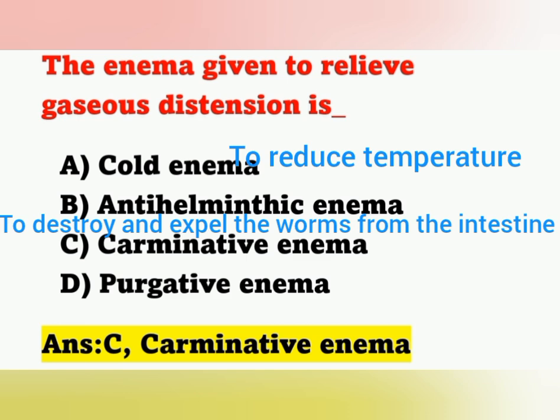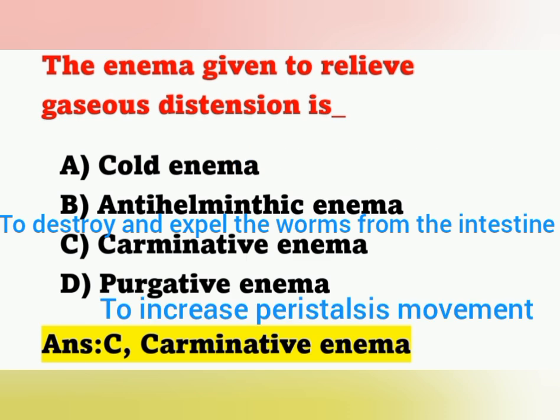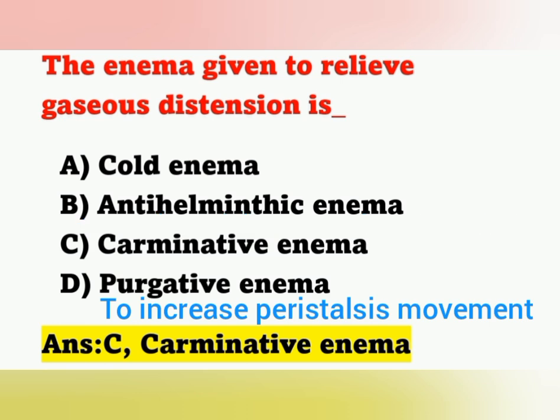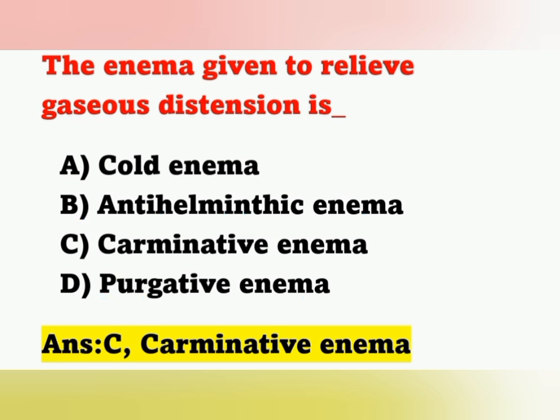The first option, cold enema, as we already discussed in the previous question, is given to reduce body temperature in case of pyrexia. The second option, antihelminthic enema, is mainly given to destroy and expel the worms from the intestine. Next is carminative enema, that is our answer. And purgative enema we also discussed in the previous question. It is mainly given to increase peristalsis.